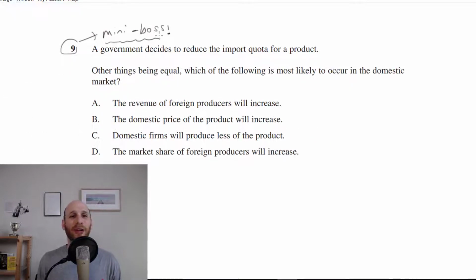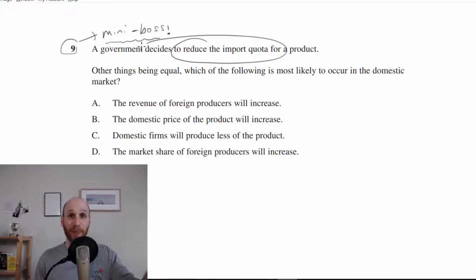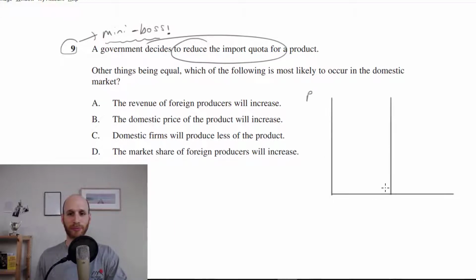Question 9 is a little bit like a mini boss. So it's not quite the big boss in the level, but it's a mini boss because quotas. So whenever I see quotas, I'm easily confused, not just with quotas, more generally. So what I'm going to do is I'm going to draw the quota diagram.